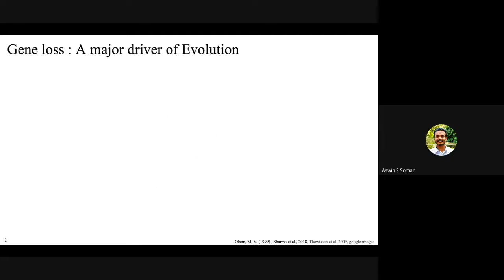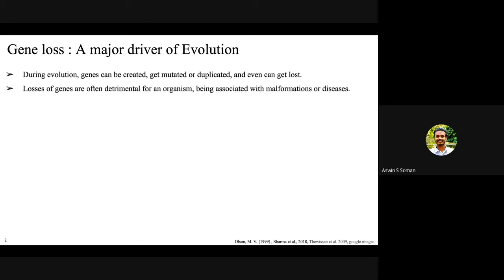One of the most fascinating aspects of nature is the diversity of life, and evolution is the mechanism that produces this diversity and adaptation. And if you think about it, does gene loss have a role in it? During evolution, genes can be created, get mutated, duplicated, or even get lost. And losing genes is often detrimental for an organism because it is associated with malformations and diseases.